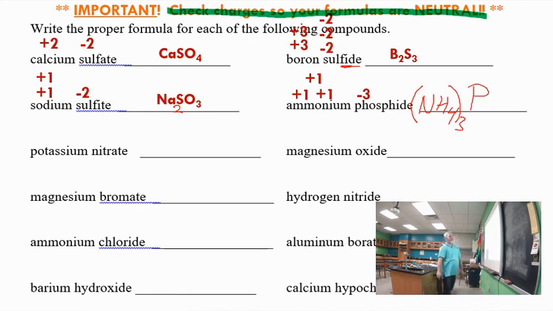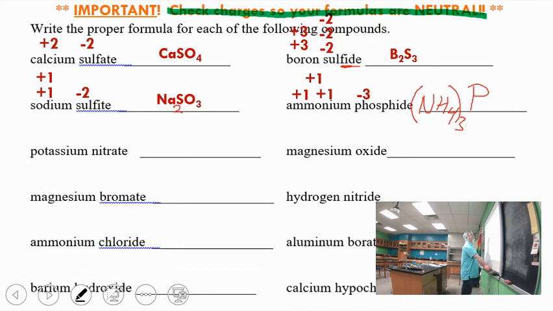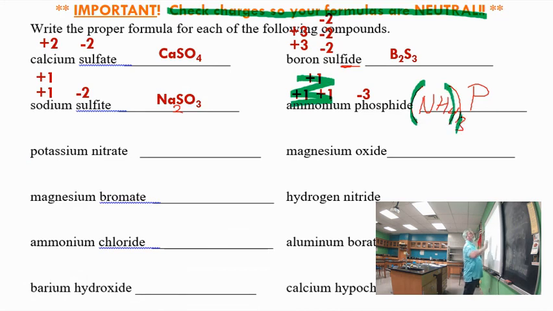Just 1. So again, I want you to be careful. Where do you need parentheses? You only need parentheses when you have more than 1. Now be careful that inside your common ion here, the NH4, don't drop that 4. That's part of your ion. Make sure you keep the 4 as part of your ion.